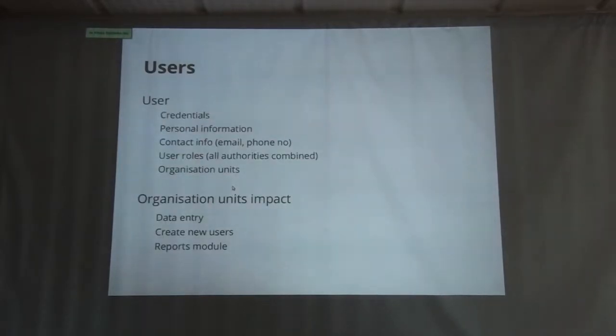Right. So this one is basic. The user has credentials. Credential means username and password. Basically, what you use to authenticate. You can put personal information, contacts. You put user role. You put coordinates. So let me show you.